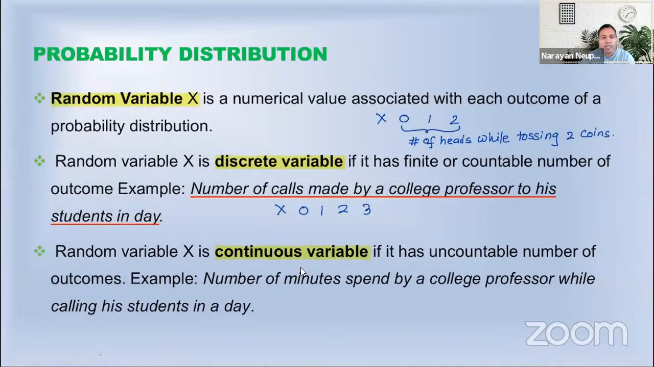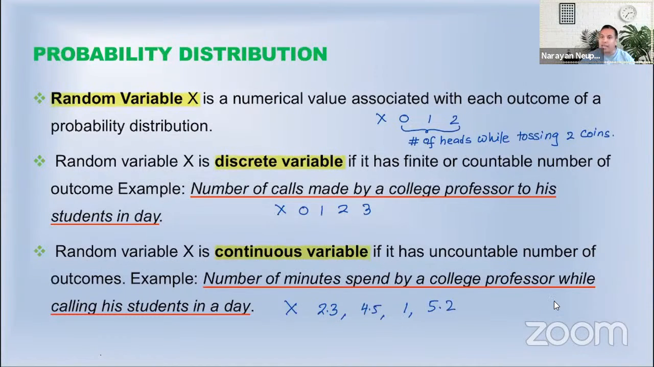On the other hand, when we say the continuous variable, I have the example here again. Number of minutes spent by college professor while calling his students in a day. So how many minutes does the professor spend on the phone? Maybe with the first student, 2.3 minutes. That's possible. Decimal number of minutes, that's possible. Maybe 4.5 minutes, or maybe 1 minute. Or maybe 5.2 minutes. So you can see the decimal values are possible here.